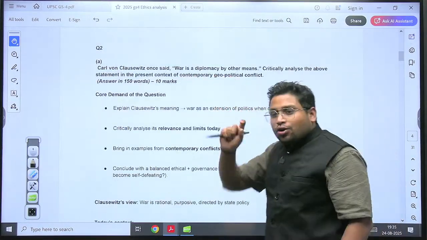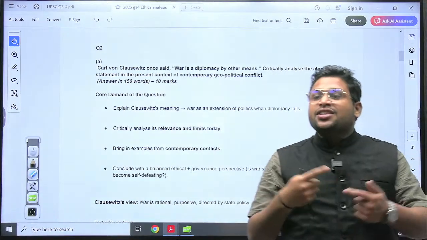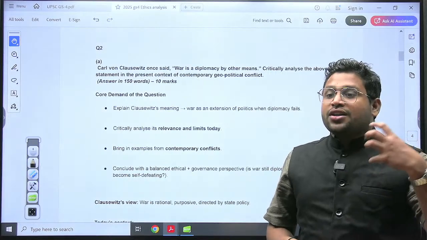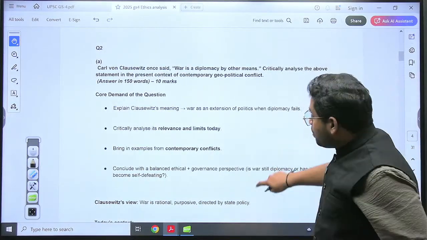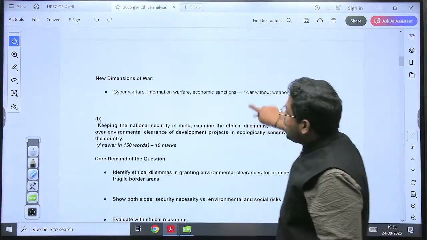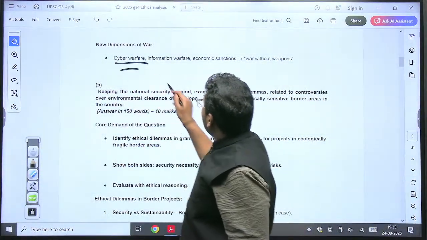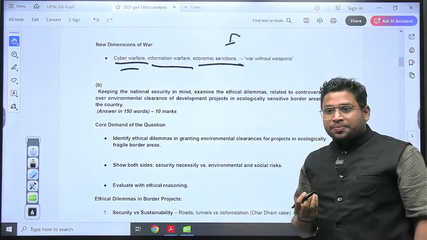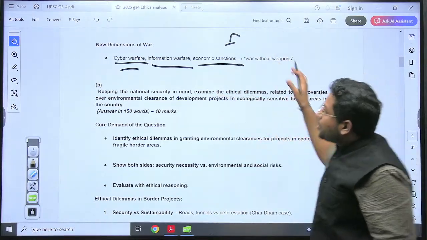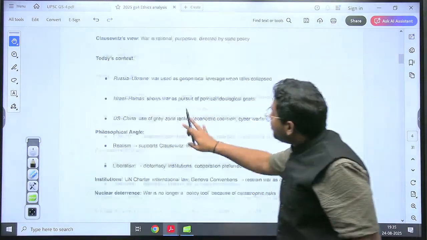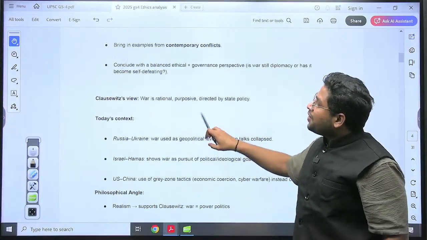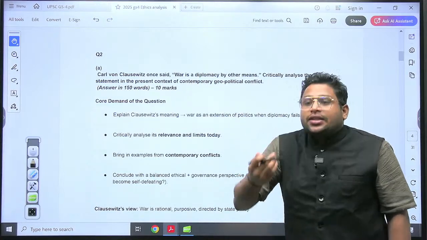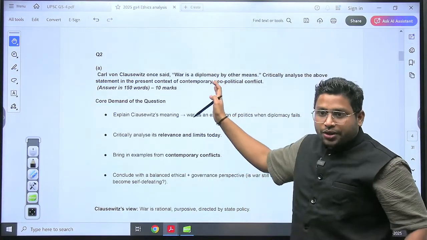And right now when we talk about war, it's not just about militaristic war. There are so many ways through which countries are now putting pressure on other countries. Because of technology, many other things are coming into the picture. For example, cyber warfare, information warfare, economic sanctions, which Trump is anyway using, right? So you can show that apart from war, there are other options available. This is a realist perspective. You will also give your idealistic perspective. You will mix both of them and show it here.